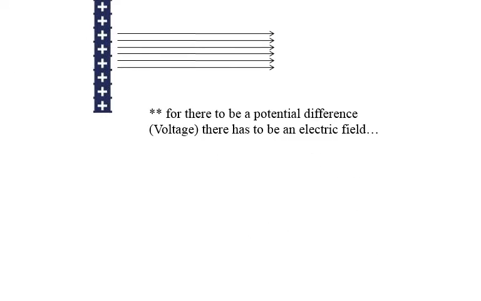For there to be a potential difference, there has to be an electric field. And so bringing a charge from one place to the other, there's going to be a certain amount of work done there. There's a field there that is going to be in consideration. And so the path taken does not affect the work done. And that's going to be a really important idea here.